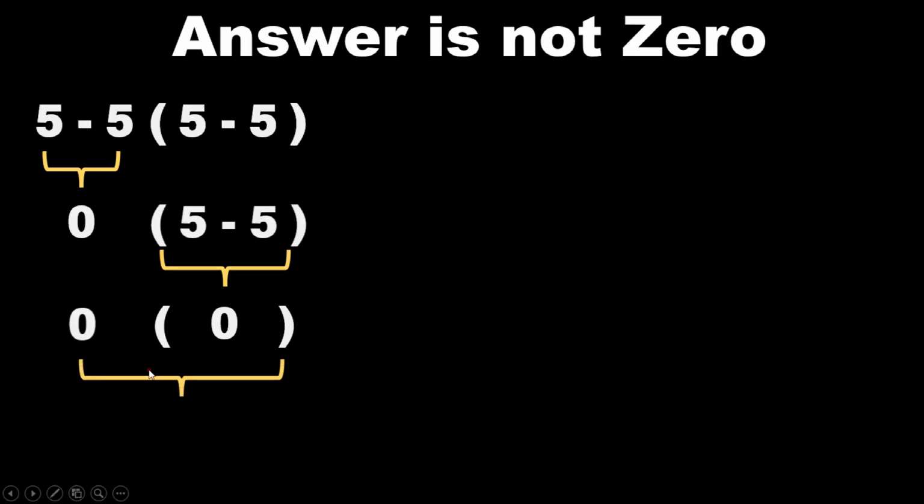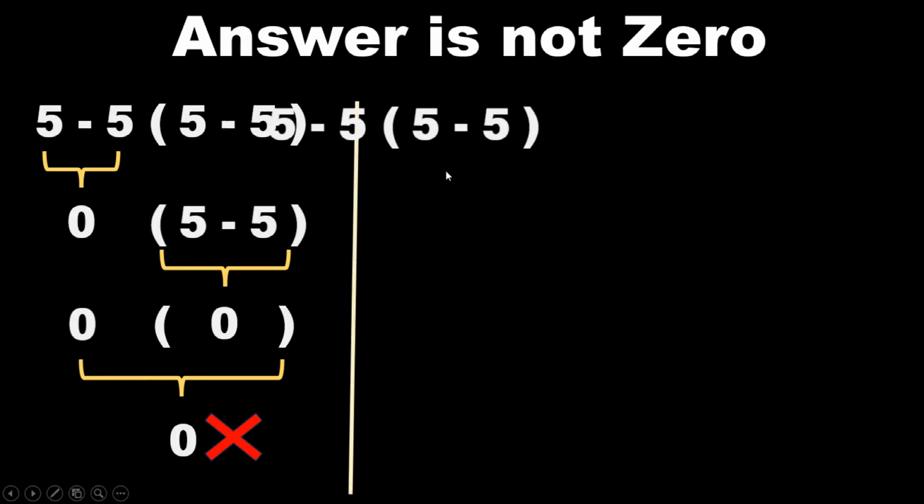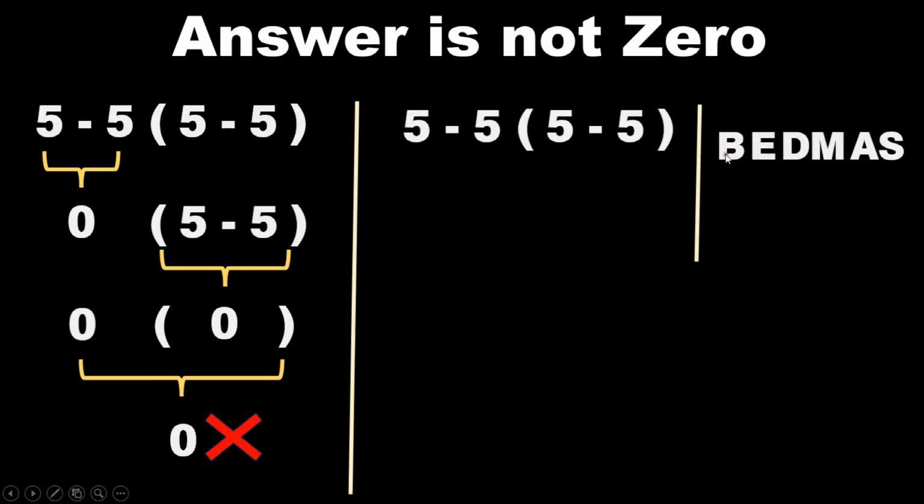0 multiplied by 0 is 0, right? Wrong. This entire method breaks the fundamental laws of math. Part 2, the right way using BODMAS. To solve this correctly, we must use the proper order of operations, BODMAS.